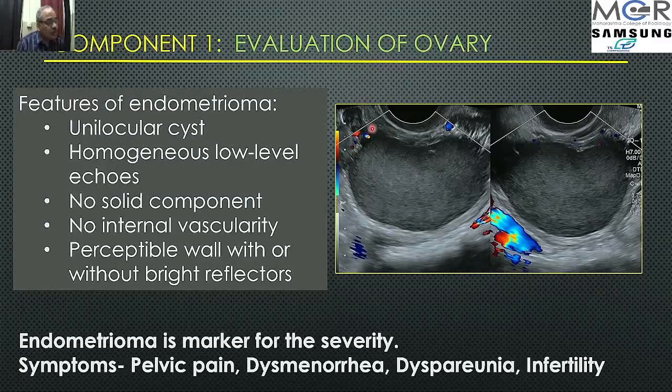The next part of component 1 is evaluation of the ovary. The features of endometrioma include a unilocular cyst that may show homogeneous low level echoes. There will not be a solid component, no internal vascularity as seen in the image, and it has a perceptible good wall with bright reflectivity. The endometrioma may well be a marker of severity, and patients with endometrium in the ovary present with pelvic pain, dysmenorrhea, dyspareunia, and infertility.